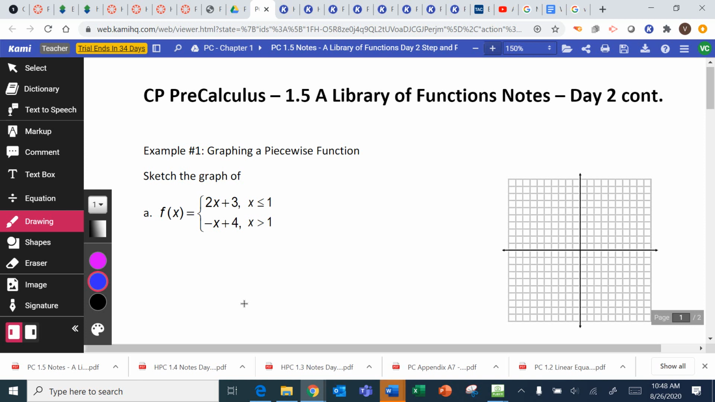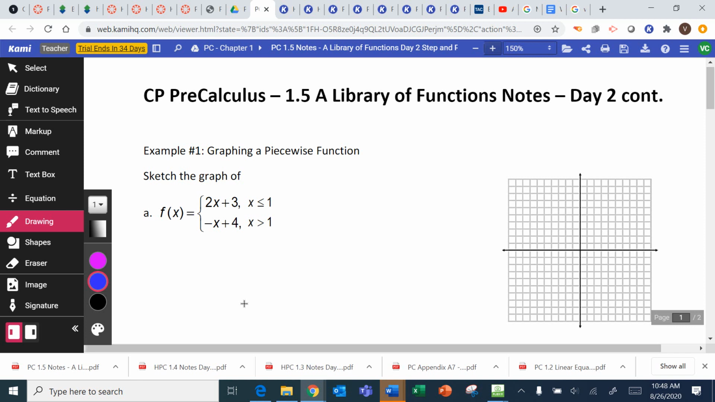Okay, so last class we did a bunch of parent functions. Now there are two more parent functions that most likely you haven't done or you haven't done a lot of. So the first is called a piecewise function. And it's called a piecewise function because it's different pieces of graphs pulled together in one function.